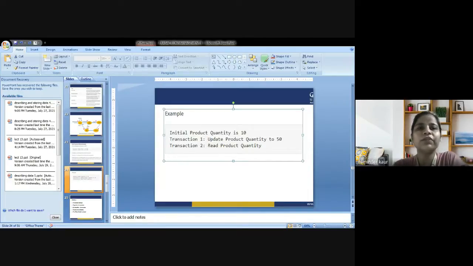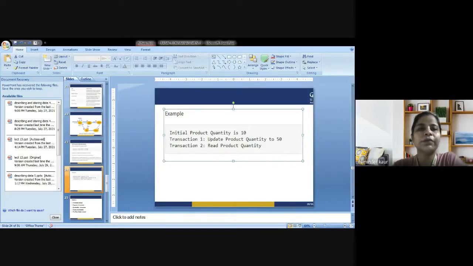So the equivalence is of three types. Like result equivalence: if two schedules display the same result after execution, then it is called a result equivalent schedule. They may offer the same result for some values and a different result for some other set of values. For example, one transaction updates the product quantity while another updates customer details.